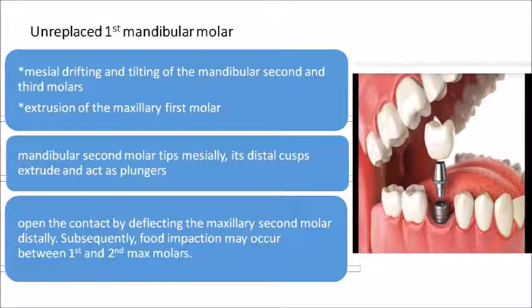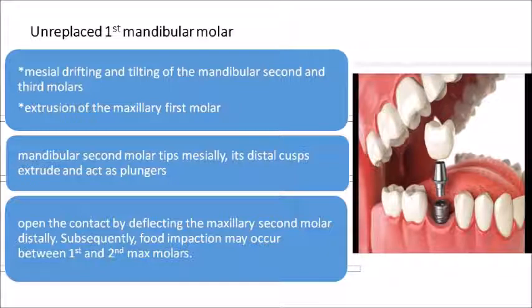When the mandibular first molar is missing, the first thing that will happen is mesial drifting of the mandibular second and third molars. You know the tendency of mandibular molars is to tilt mesially. And the maxillary first molar definitely does not have an opposing tooth, therefore extrusion of the maxillary first molar happens. Later, the mandibular second molar has tipped mesially, therefore its distal cusp will extrude and act as a plunger cusp. This plunger cusp will open the contact of the maxillary second molar distally so that food impaction will occur between the first and second maxillary molar.